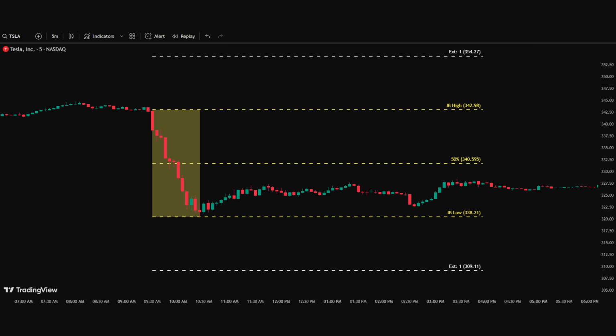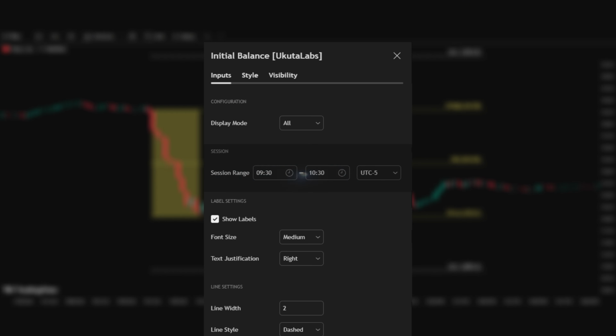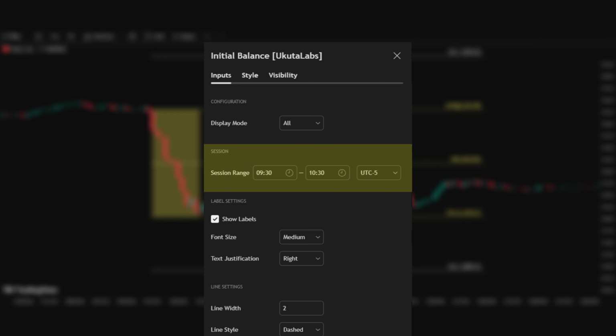Now let's quickly review the settings for this indicator. Let's begin with the session range setting. By default, it's set to the New York session UTC-5. However, you can easily adjust this to match your local time zone or switch to a different session altogether. For example, the London Open.